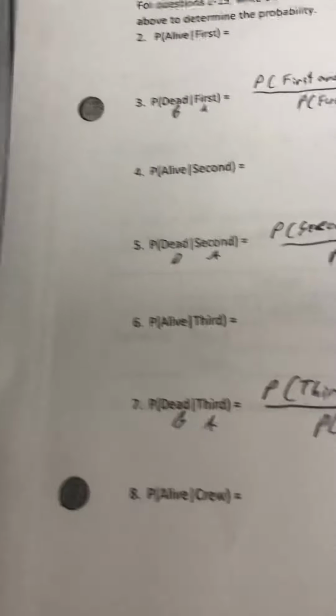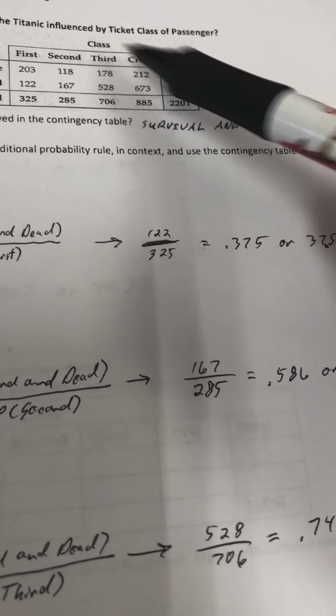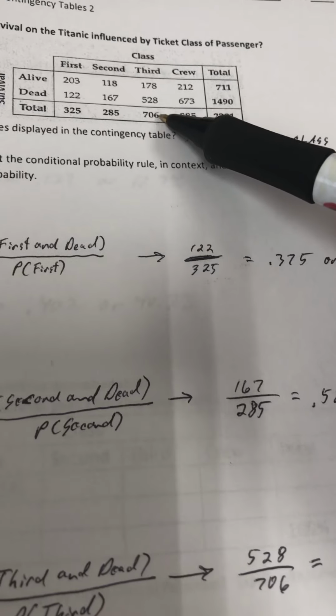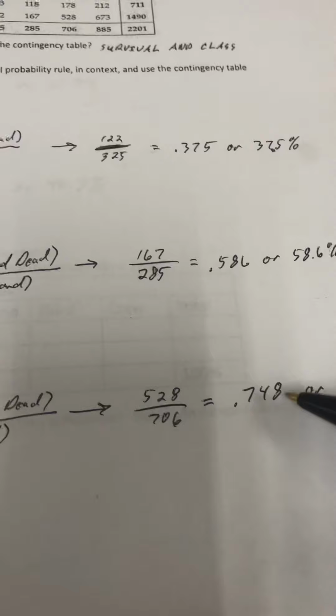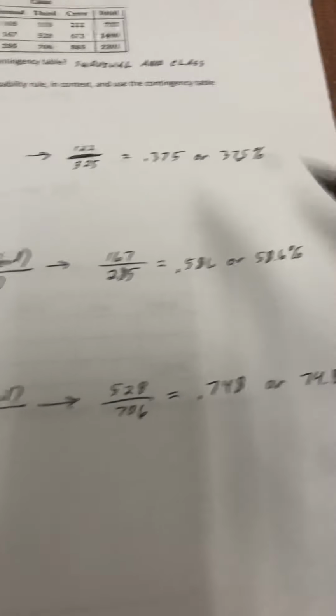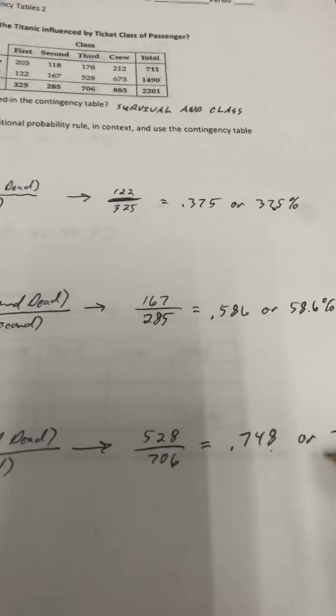And then dead and third. I'm sorry, I picked all the dead ones. You got to do all the alive ones, so that's a little bit more positive for you, I guess. So third and dead, 528, and total of third is 706. So I have 528 over 706, or 0.748, or 74.8%.